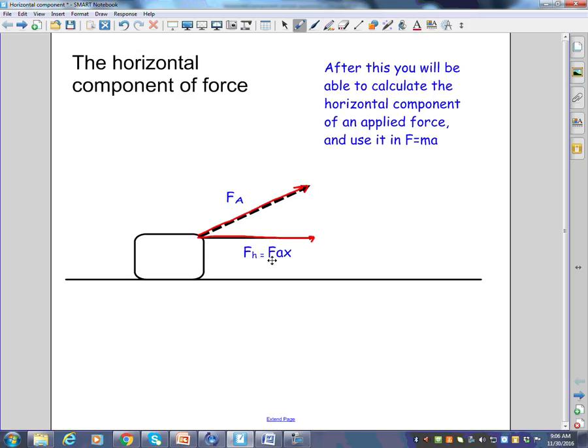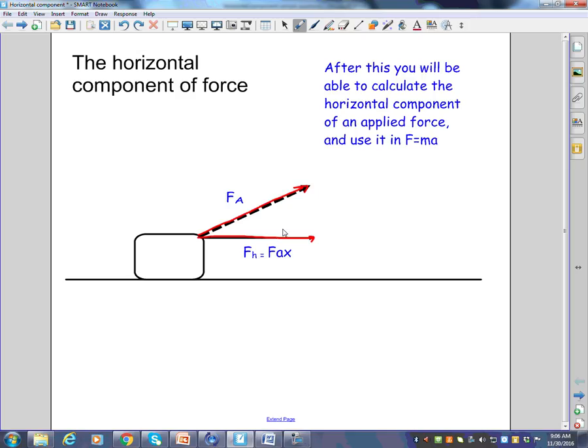And the reason that I'm switching to this is kids weren't realizing that FH was part of FA. They thought it was a different force, and it's not. It's simply the X part of the applied force. Okay, does that make sense? See, it's the part of the force that's actually pulling it sideways.